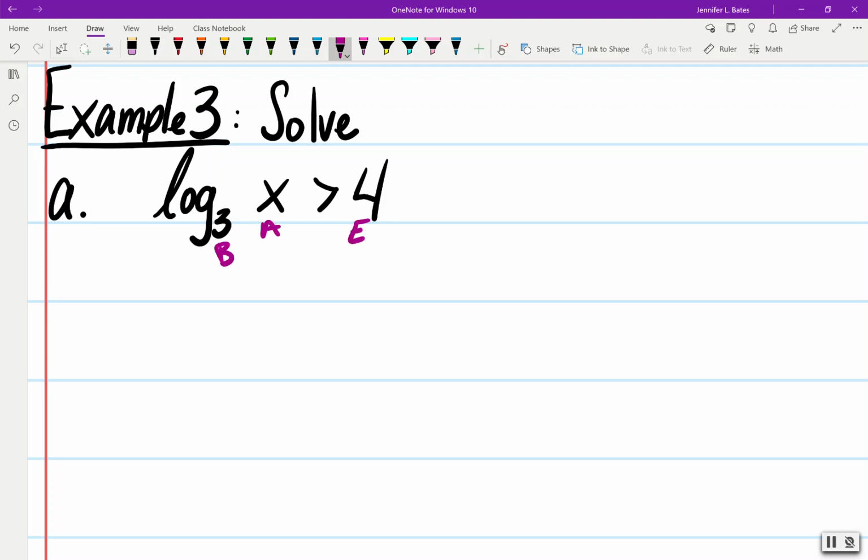And I know that when I have an exponential, I have a base raised to an exponent equal to an answer. So we're going to put our answer, the x part, over on the left. With it being on the left, I just get to drop down the sign. We don't have to change the sign at all. So I know that x is greater than 81.